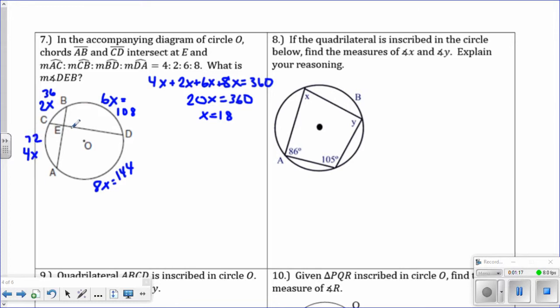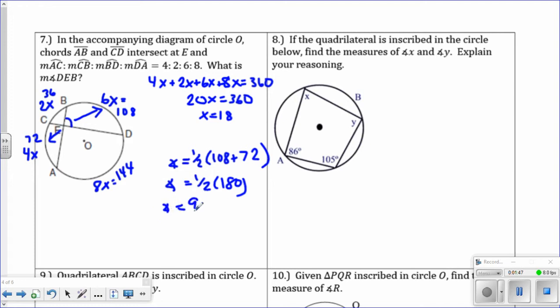The question said to find the measure of angle DEB. Well, DEB is an interior angle. Again, the rule is it's half of the sum of the intercepted arcs, which are the arcs in front and behind. So the angle is half of, the arc in front was 108, sum means add, and behind it was the 72. Add those two arcs together, and we get 180. And half of 180 is 90. So that angle is 90 degrees.